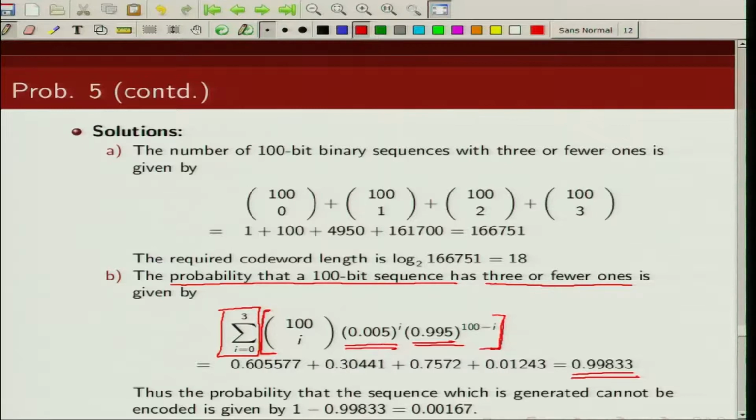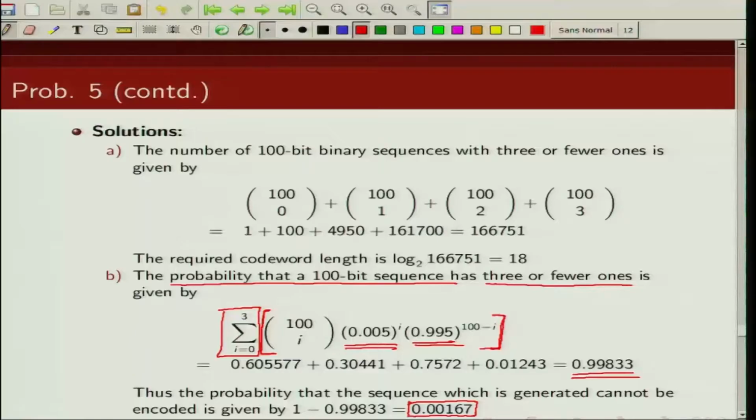So in other words, the probability that we are not going to assign any code word to a sequence of these 100 bits is given by 1 minus this, and this probability comes out to be 0.00167. So this is roughly of the order of 10 to the minus 3. That's the probability that we are not going to assign a code word to a 100-bit sequence. Recall that we are assigning a code word to all 100-bit sequences which have all zeros, or at least 1 one, 2 ones or 3 ones.